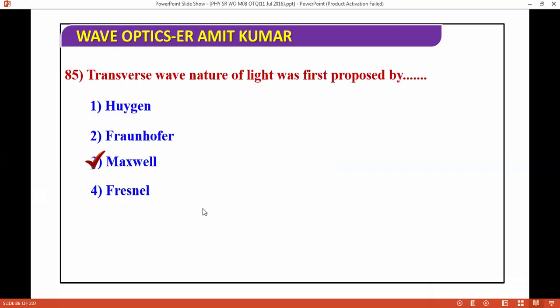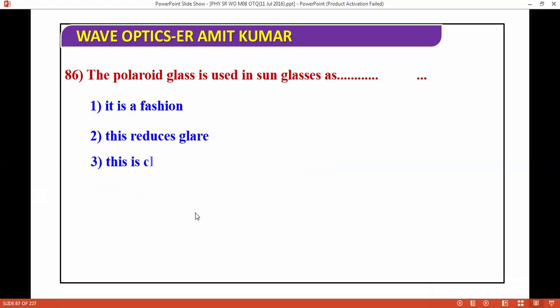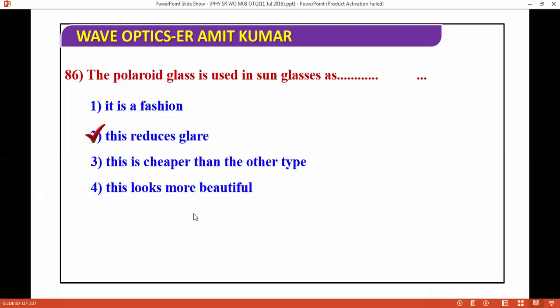Next question we are moving to: polarized glass is used in some glasses because it reduces glare.